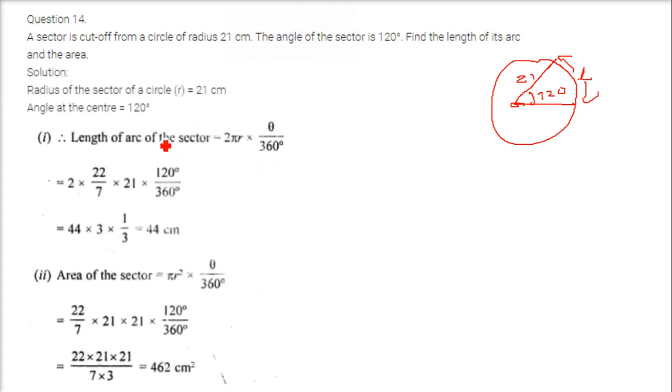So length of the arc is simply theta by 360 into 2 pi r. So theta is 120 degrees. So theta by 360 into 2 into pi, that is 22 by 7, into r, that is 21. And this is going to come as 44 centimeter.